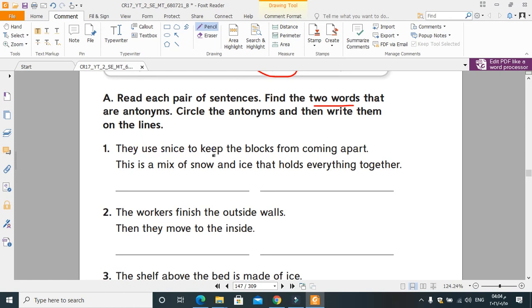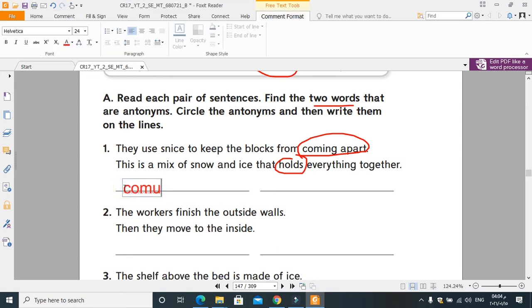They use ice to keep the blocks from coming apart. This is a mix of snow and ice that holds everything together. In the first sentence and the second sentence, we need to find out 2 antonyms. Like the words come apart and the word hold. Write down on the lines. Coming apart. And here we have the word holds.